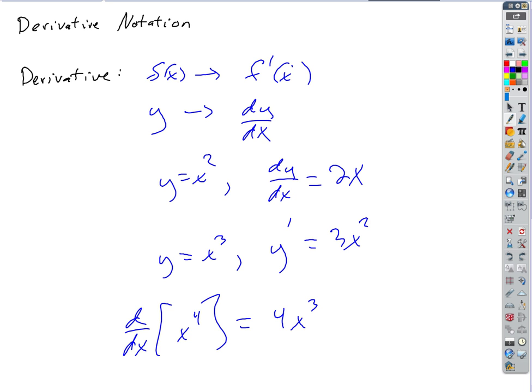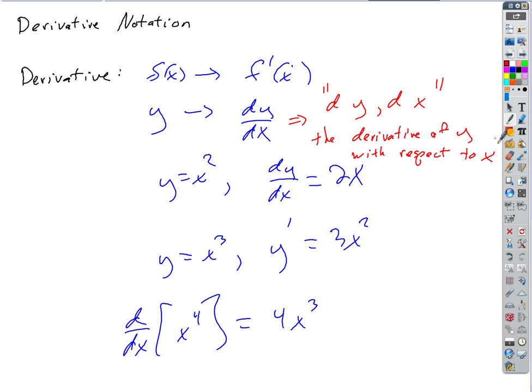Specifically, if we write it like this, we would read this as dy dx. And what it means is what all these mean, which is the derivative of, in this case, y with respect to x. That's how we'd say that.